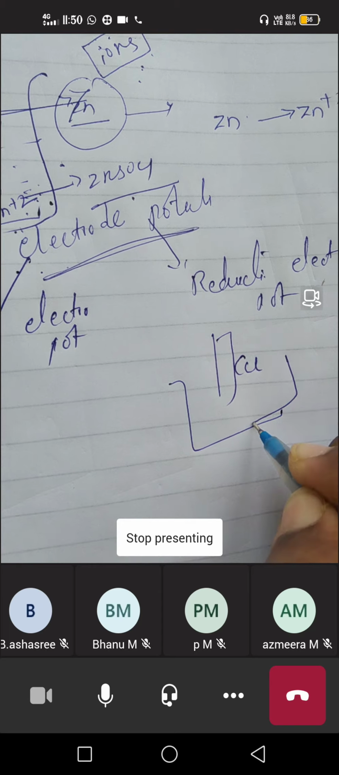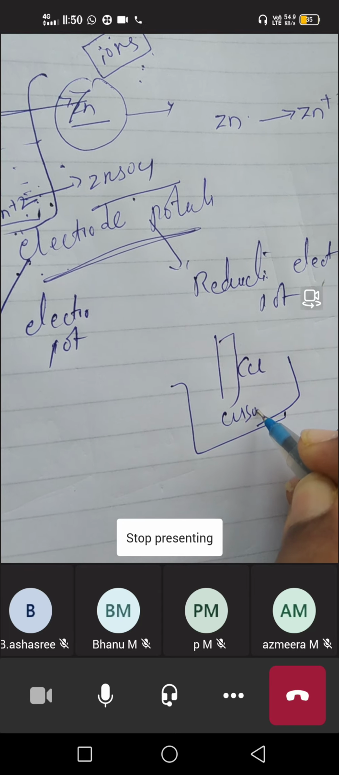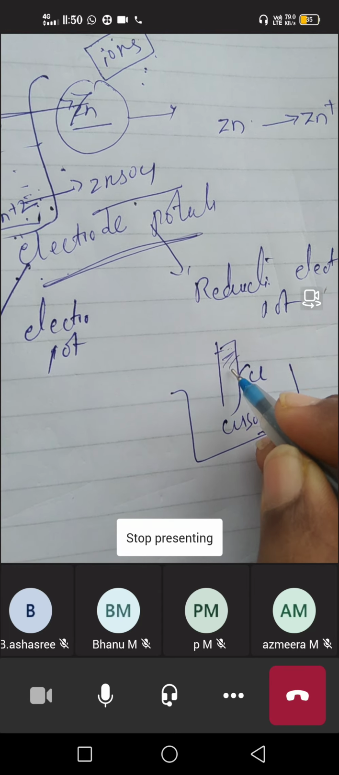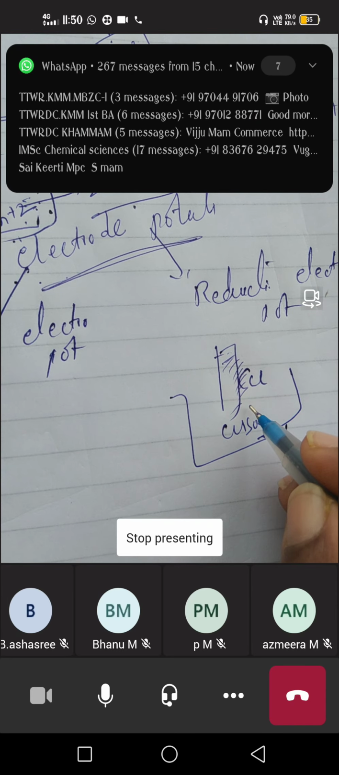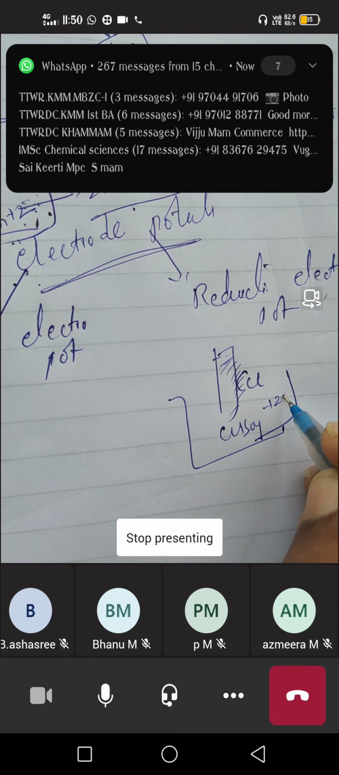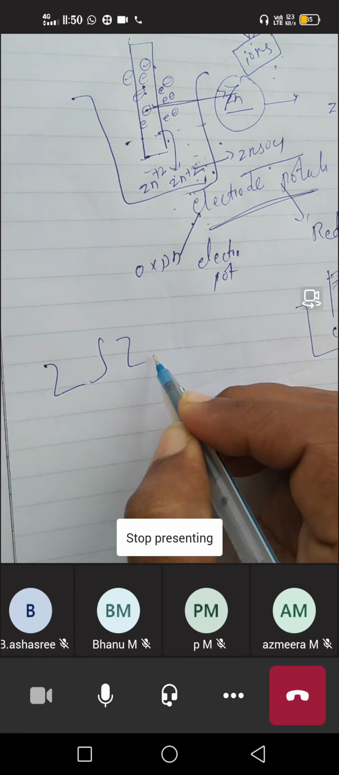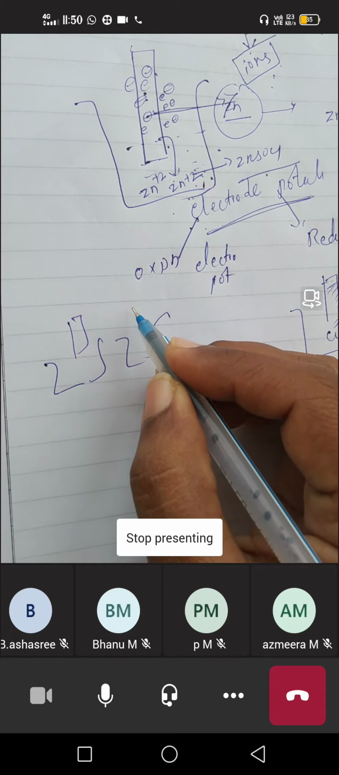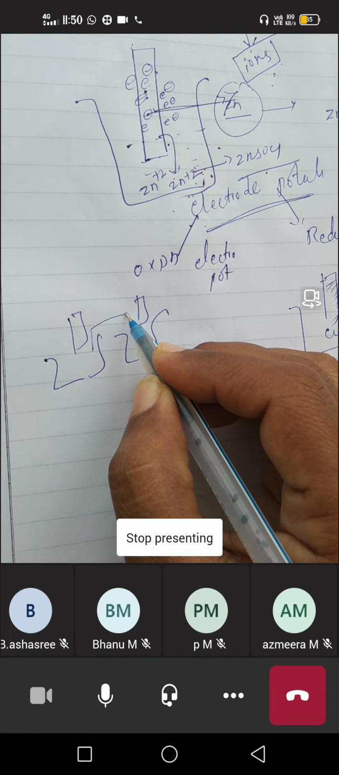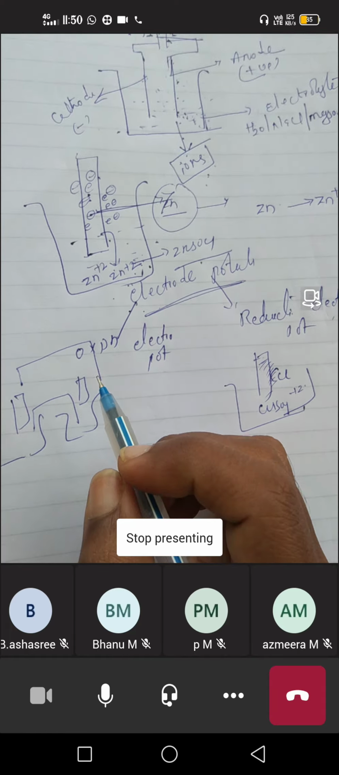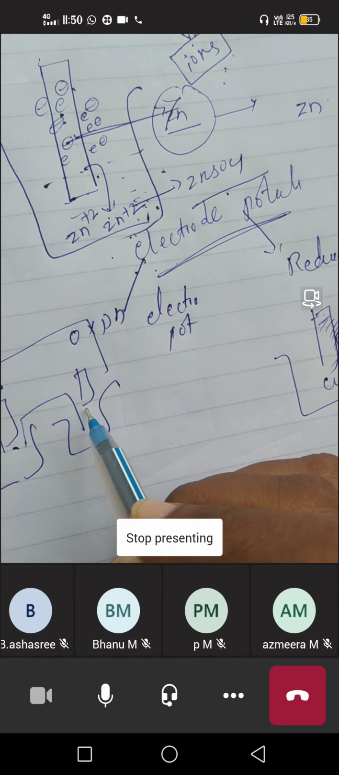dipped in the copper sulfate solution. So we are taking copper sulfate solution and we have a copper rod here. The copper sulfate solution contains Cu 2 plus ions. When we connect these two cells, this is zinc and this is copper. They are connected with the salt bridge, and these two are connected with the external wire. So this is a half cell, and this is a half cell.